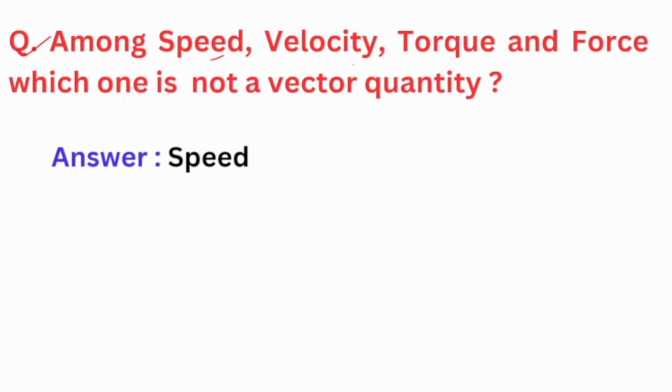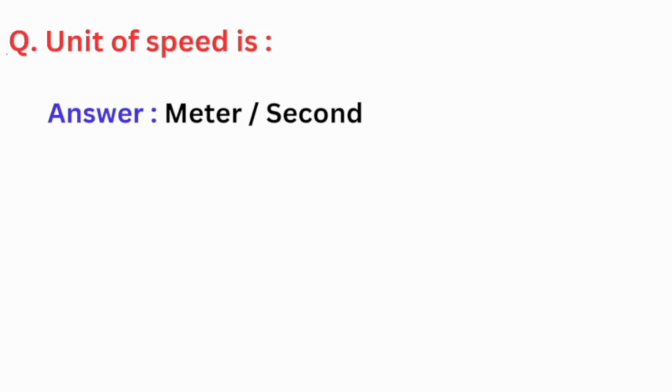Among speed, velocity, torque, and force, which one is not a vector quantity? Here vector quantity is the physical quantity which has both magnitude and direction. So which one among these has only magnitude but no direction? The answer is speed. Next is unit of speed is meter per second.